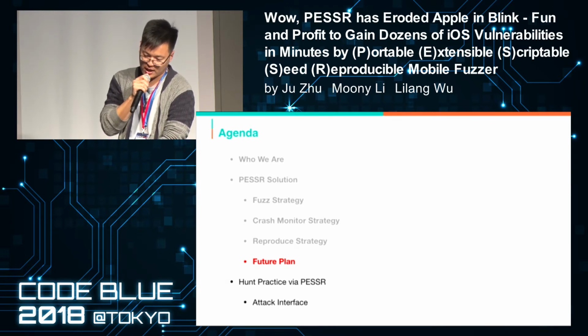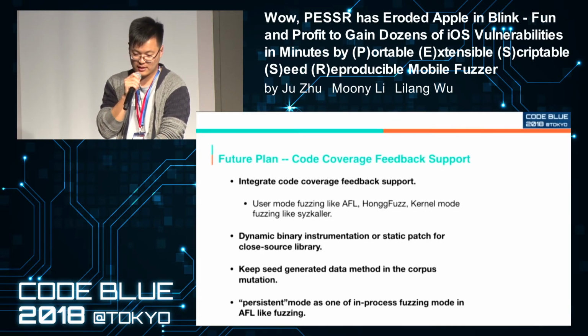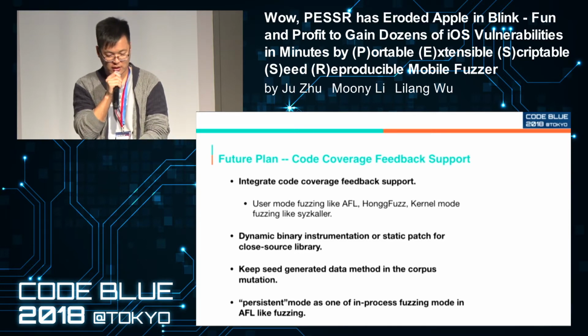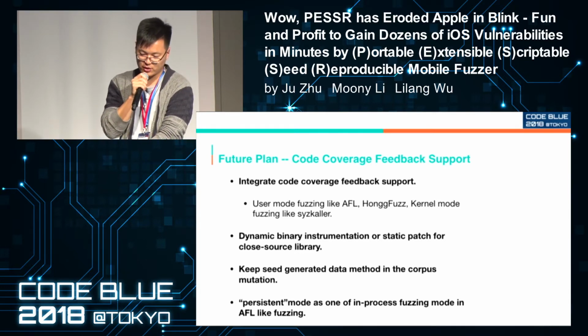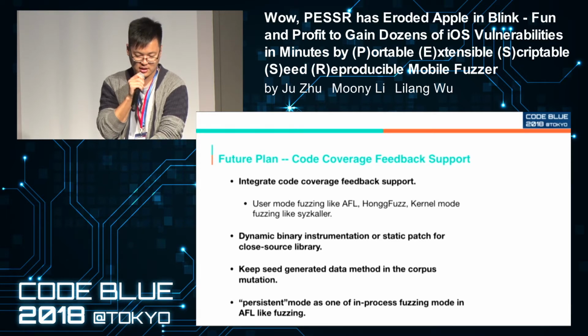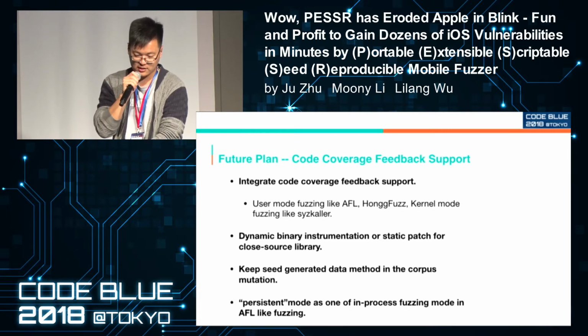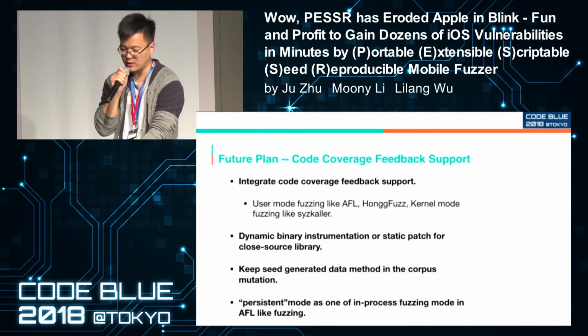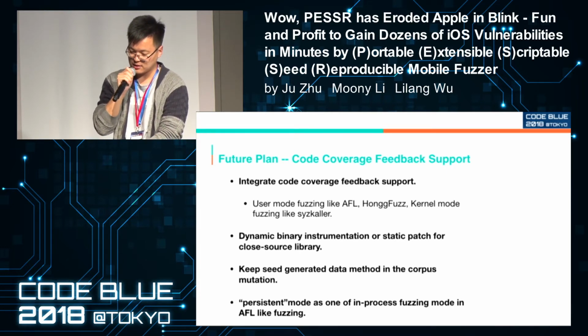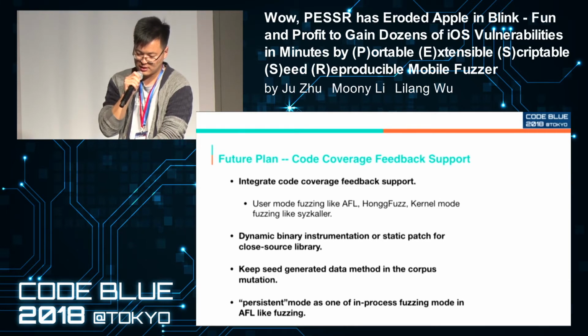Next, we will talk about our future plan. We will integrate code coverage feedback into our fuzzing tool, like AFL, HonggFuzz, kernel mode, and syzkaller. And we all know nearly all iOS and macOS drivers and framework libraries are closed source, so dynamic and static binary instrumentation are the alternative methods.